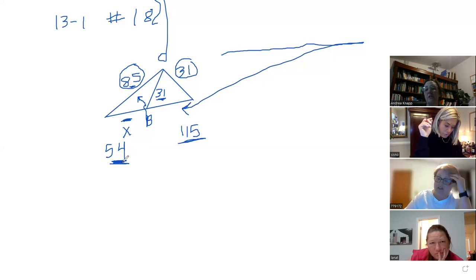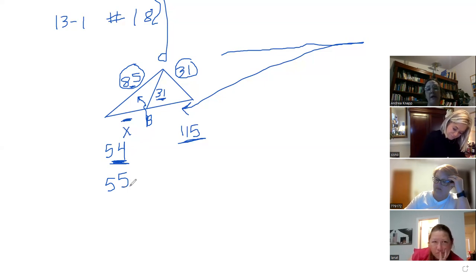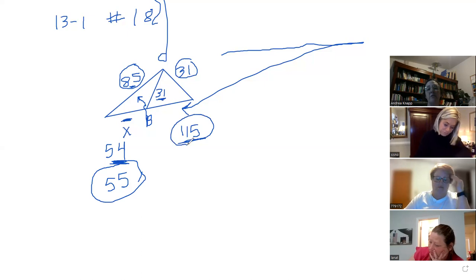Okay, well, what if you made it 55? Yeah, if you made it 55, then 55 plus 31 would be 86, and your sum would be greater than that third side, so you'd be good. So 55 would be your shortest, and 115 would be your longest.